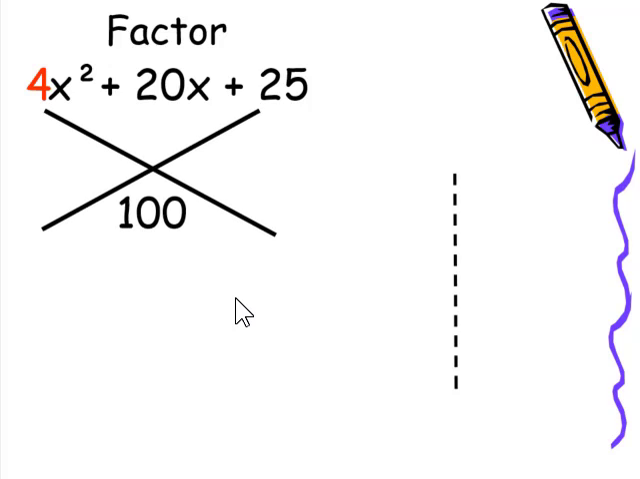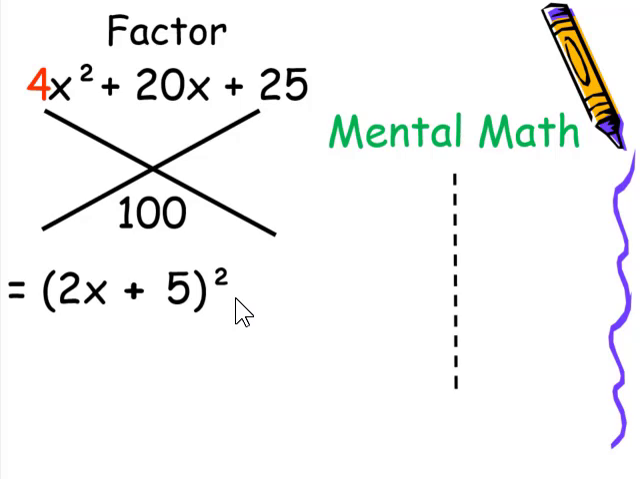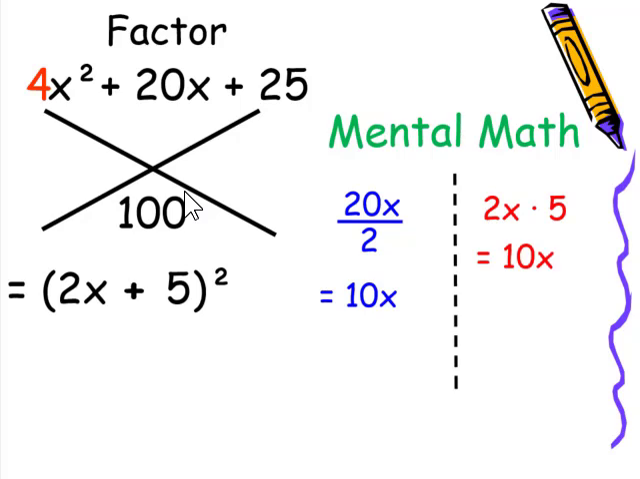With this one, 4 times 25 is 100, so it is 2x plus 5 squared. If we wanted to check to make sure it was a perfect square, we could go 20x divided by 2 is 10x, and then the square root of 4x squared, and the square root of 25, that would be 2x times 5, which is 10x. Since they match up, we know our answer when we factor is 2x plus 5 squared.